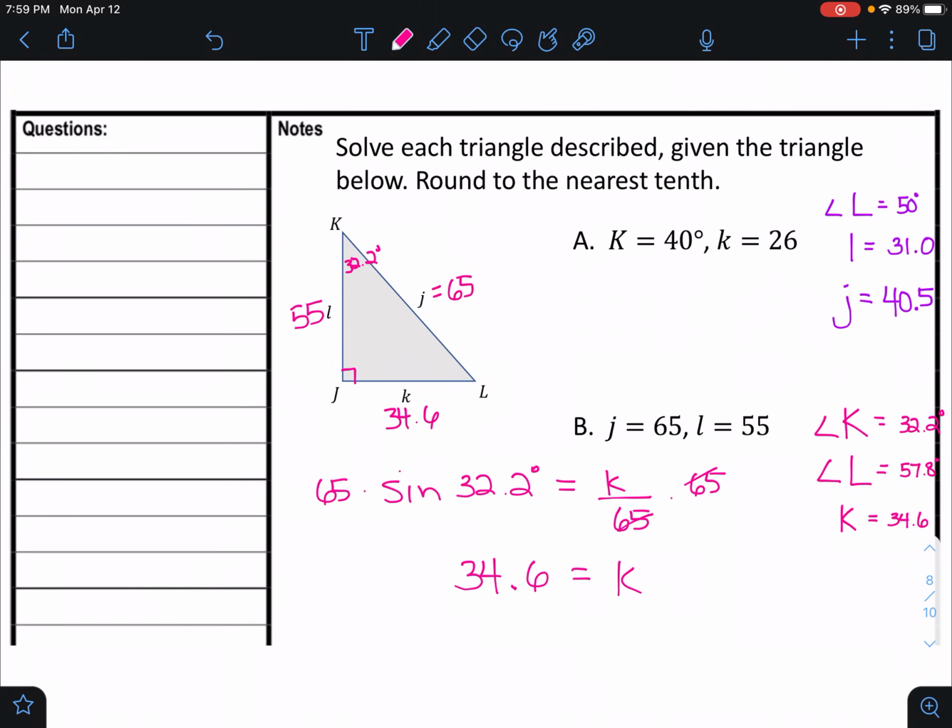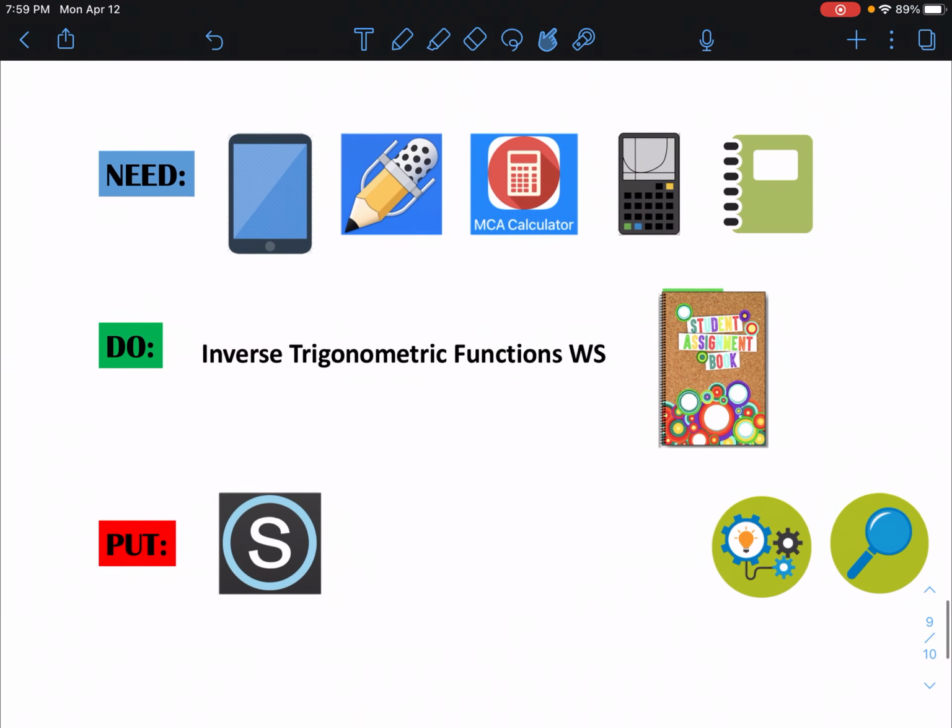So again, you should have three things that you're really trying to find in every triangle. And that's how you solve a triangle, find everything that's missing, okay?